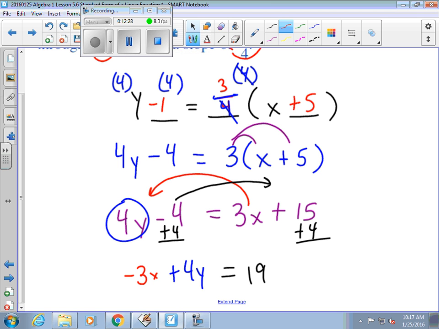And again, a's value is negative. If we wanted to move everything over to the other side, you would switch all of the signs, not just negative 3x. You would say positive 3x minus 4y equals negative 19. You would change the sign of every term in the equation.